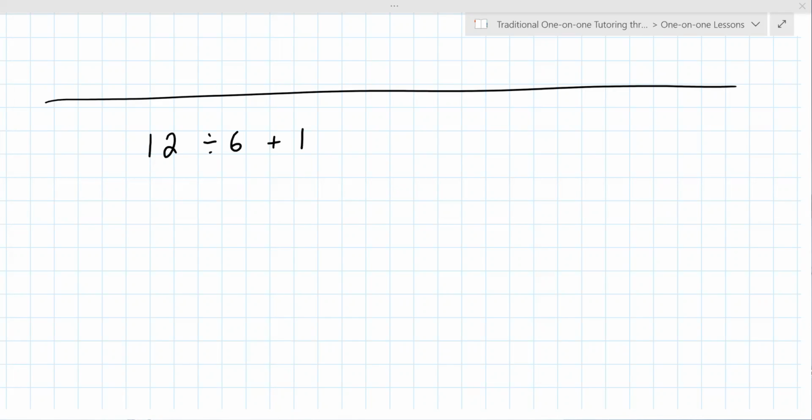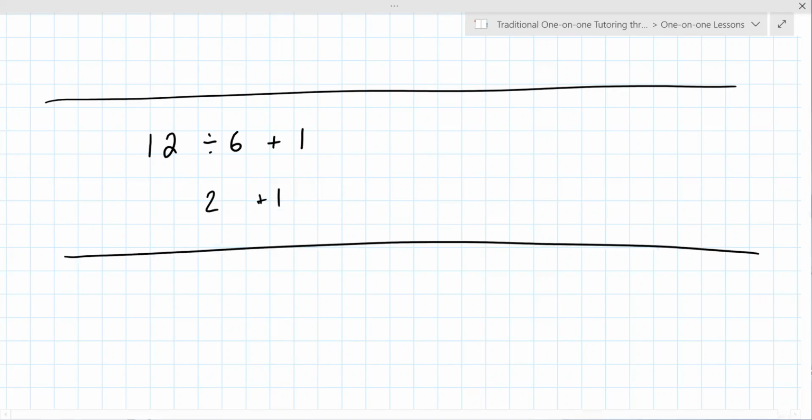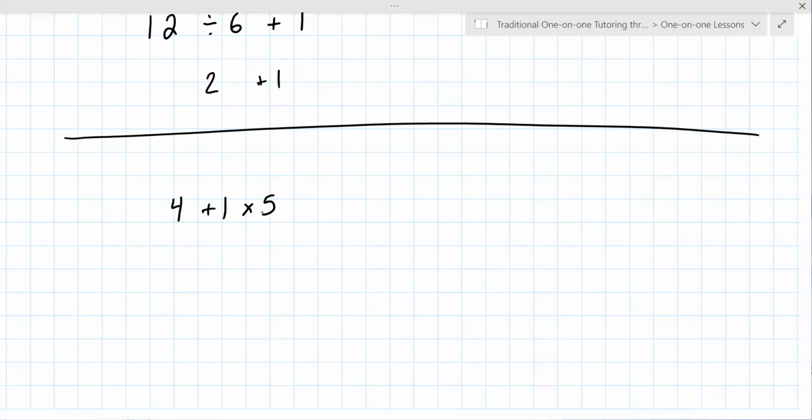Three. Yes. Okay, and let's just do one more. This will be our last question, most likely. Okay. 25. So you have to multiply before you add.